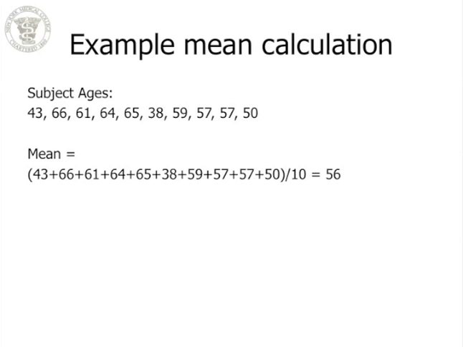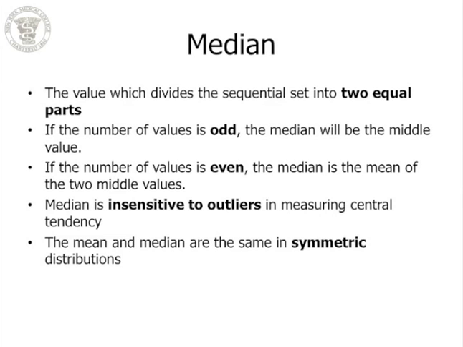So an example of a mean calculation: you have a list of subject ages, you add them all up, divide them by the total number, and you get your answer. Now median, this is a value that divides a sequential set into two equal parts. If the number of values is odd, the median will be the middle value. However, if the number of values is even, the median is the mean of the two middle values. Now the remarkable capability of the median is that it's insensitive to outliers in measuring central tendency. Mean and median should also be kept in mind as the same number in symmetric distributions.